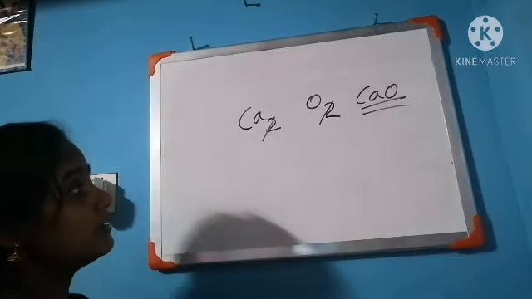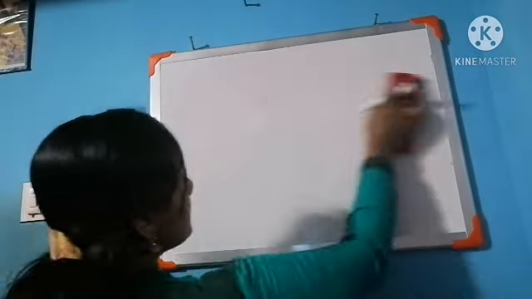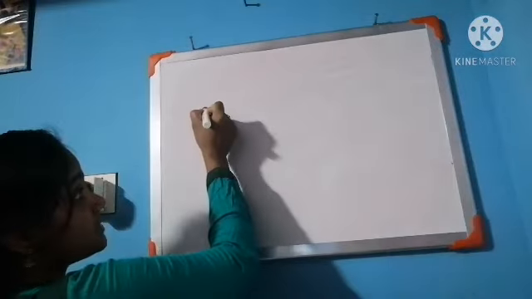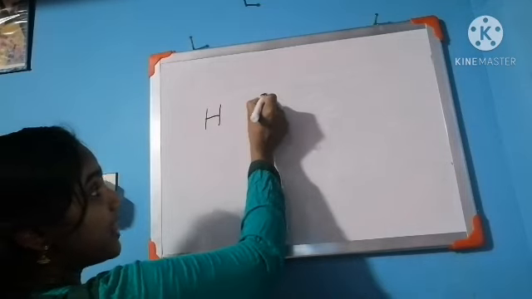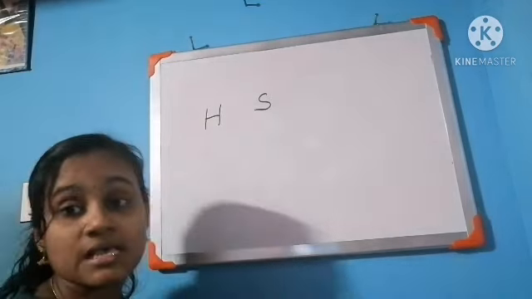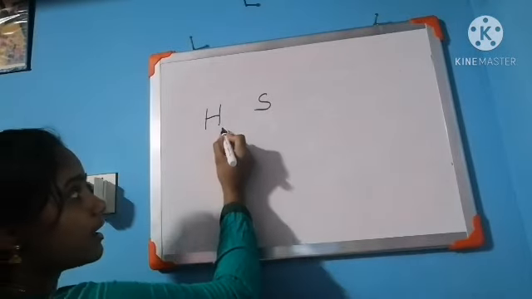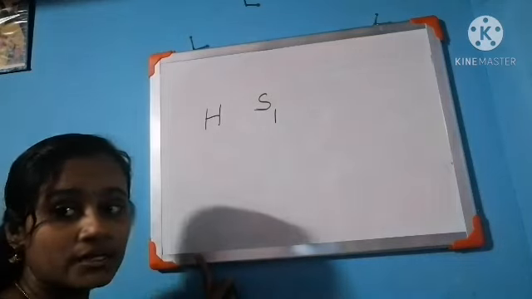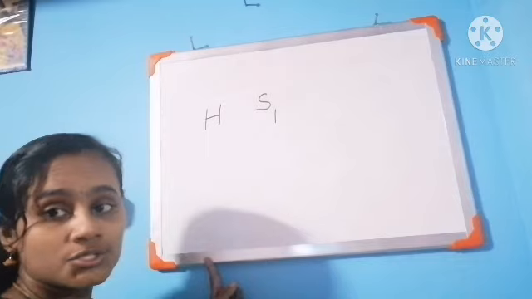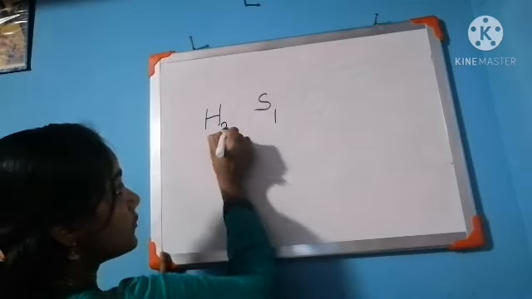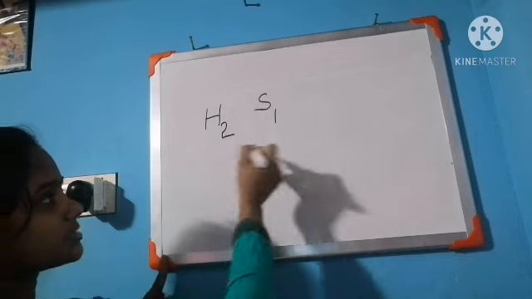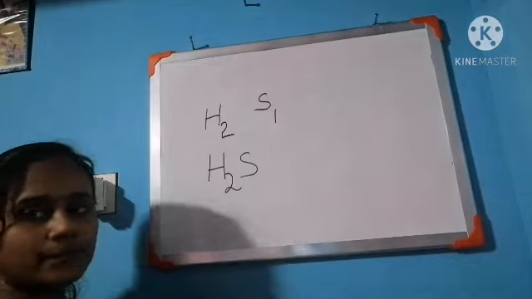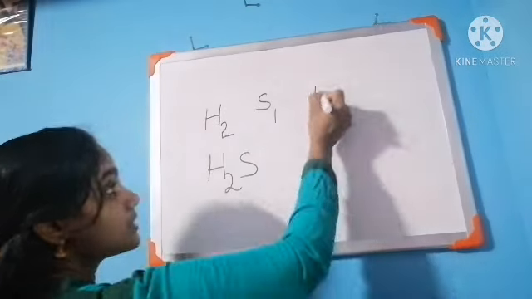Then one more example I will tell. Hydrogen sulfide. Which are the elements present there? Hydrogen. Sulfide is sulfur. Hydrogen valency 1, we should write under the subscript of sulfur. Sulfur valency 2, we should write under the subscript of hydrogen. So 1 is not needed. So the formula of hydrogen sulfide is H2S.